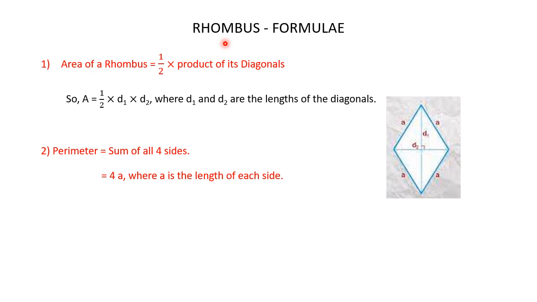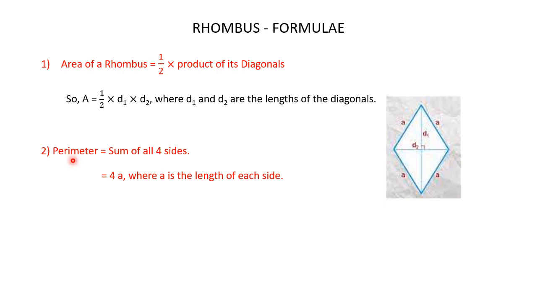Let's look at a few formulae for a rhombus. Area. Area of a rhombus is equal to half multiplied by the product of its diagonals. Now look at this rhombus. Here D1 and D2 are the two diagonals. So the area of this rhombus would be half multiplied by D1 multiplied by D2. So area of a rhombus is equal to half multiplied by D1 multiplied by D2, where D1 and D2 are the lengths of the diagonals.